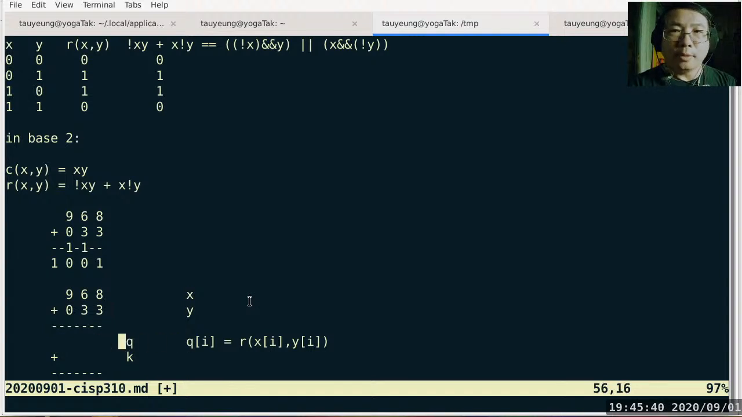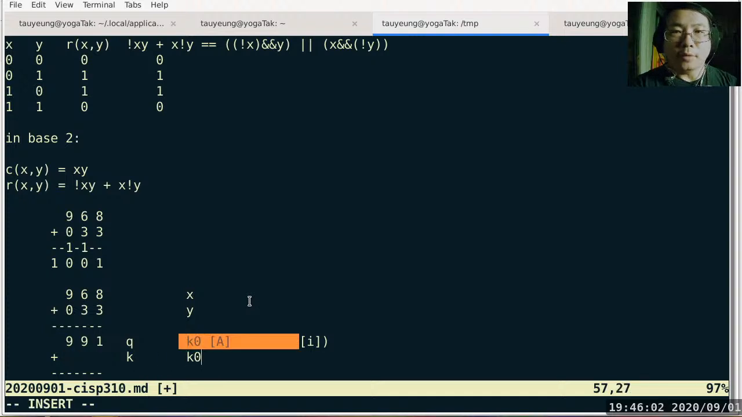Okay, so when we look at this, we say, what is the single digit result of adding 8 and 3? It's a 1. Put a 1 here. What is the single digit result of adding 6 and 3? It's a 9. What is the single digit result of adding 9 and 0? That's also a 9.